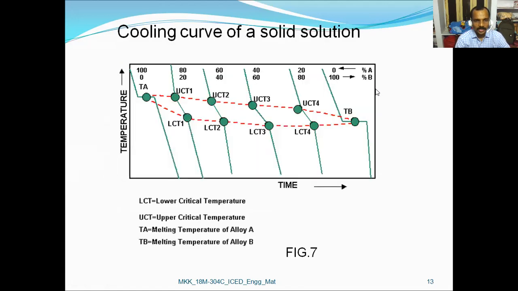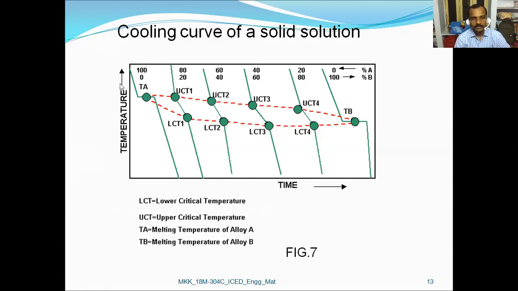So here, whenever we move in depth into this cooling curve of a solid solution, we have different temperatures known as lower critical temperature, abbreviated as LCT, and upper critical temperature, abbreviated as UCT, and TA, melting temperature of alloy A, and TB, melting temperature of alloy B. So here in this particular diagram, we are able to see clearly the same equilibrium type of diagram.